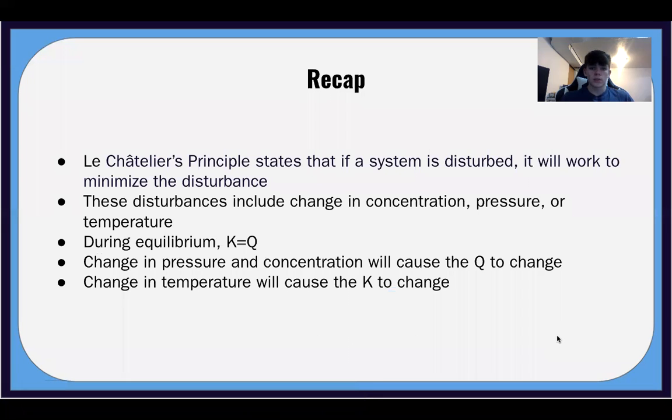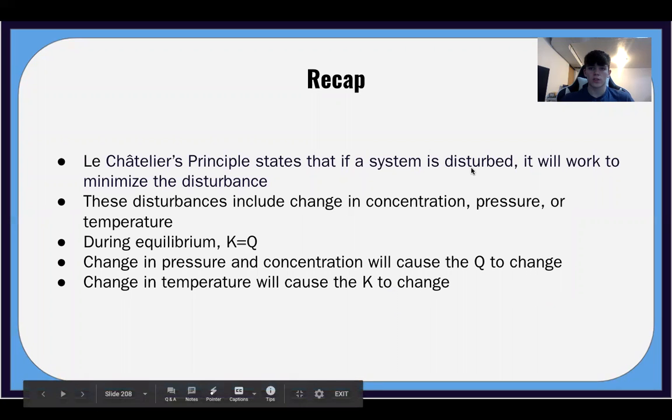A little recap. Le Chatelier's principle states that if a system is disturbed, it will work to minimize a disturbance, shifting left or right. These disturbances include change in concentration, pressure, or temperature. During equilibrium, K equals Q, and when the system is out of equilibrium, K will not equal Q. A change in pressure and concentration will cause the Q to change, and a change in temperature will cause the K to change.